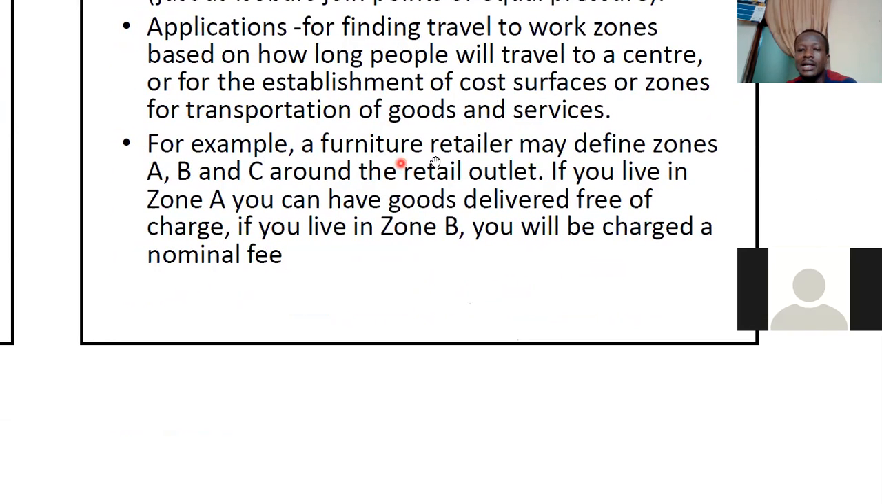A furniture retailer can define a zone A, B, C around the retail outlets. And if you live in zone A, you have goods delivered for free. You know, people do that. They say, we deliver goods for free to our customers if they are, where do you live?